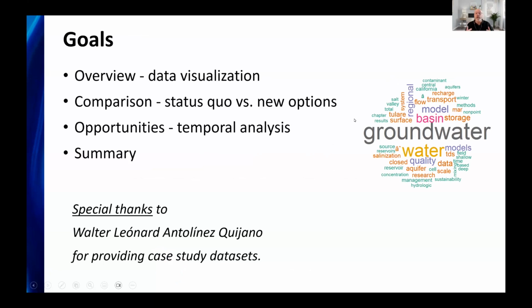I want to give you extra tools and information that you can use in your work. There are opportunities that the new techniques present themselves, especially for temporal analysis, and then I'll summarize it at the end. I do want to thank Walter Antonidas for letting me use his data set. That was a special case that he was able to do, and it made it much easier for me to put together the talk for today.